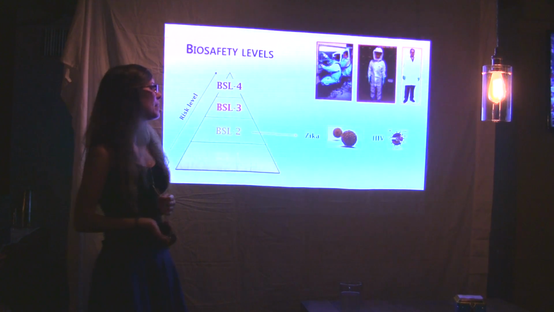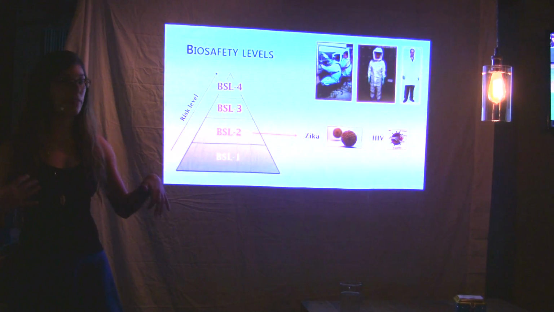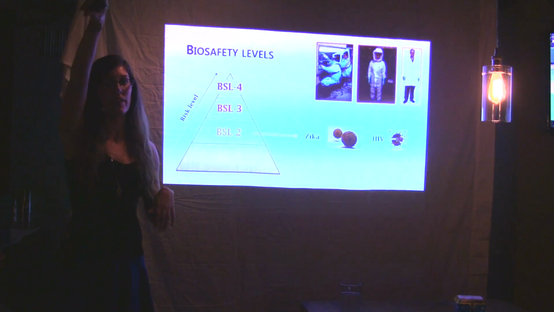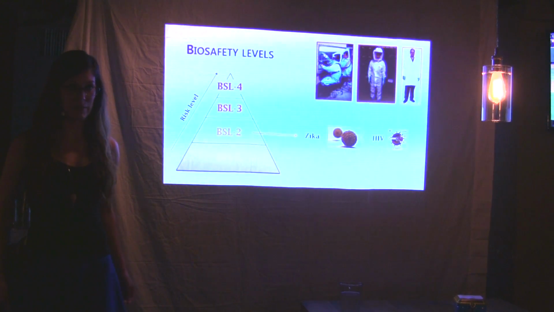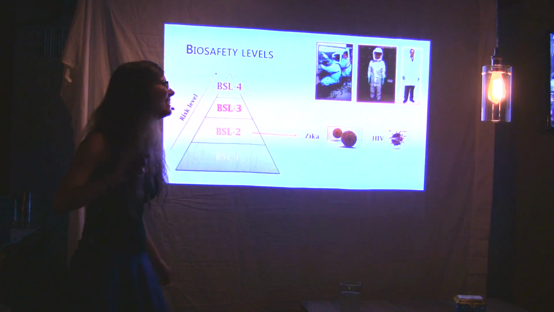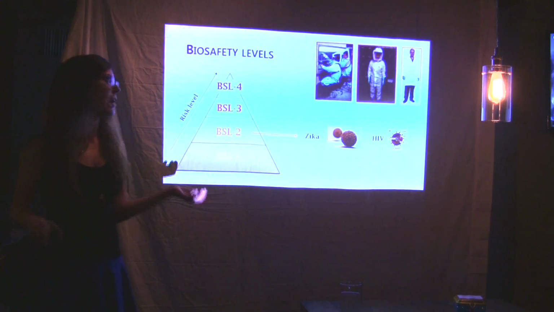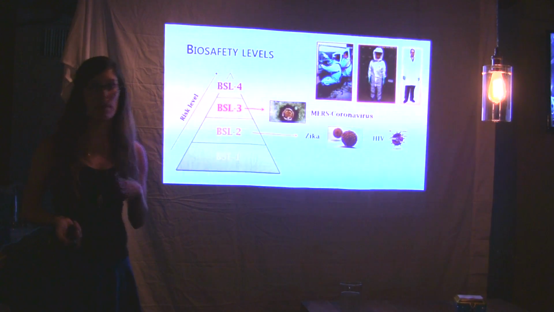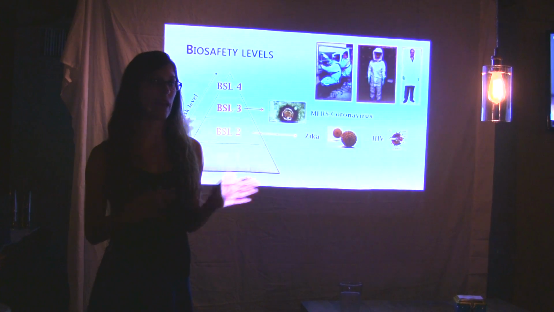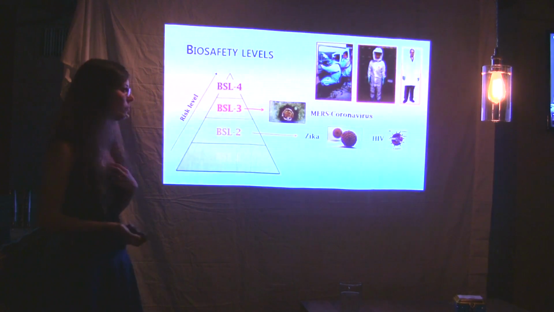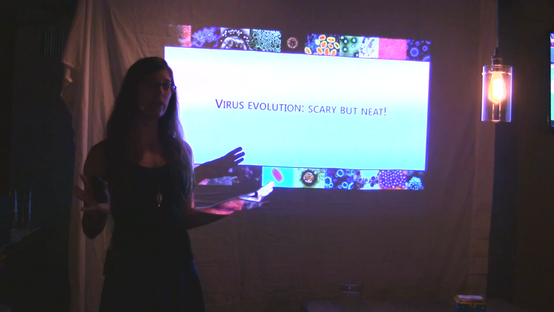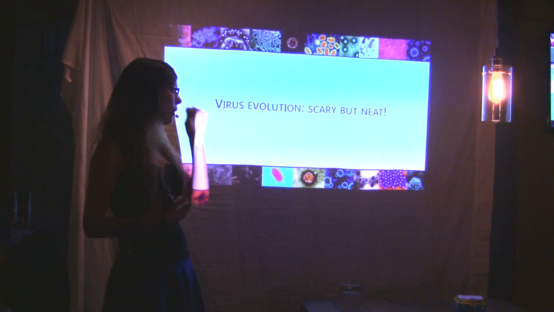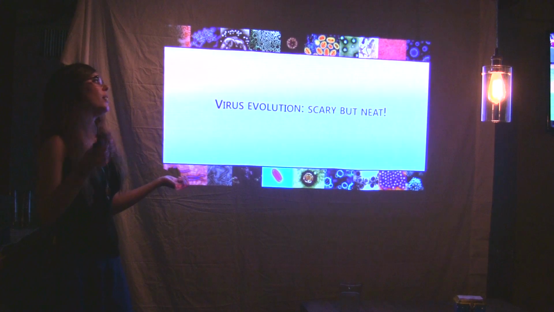Okay, and then the virus that I work with, and actually Anne and Jake back there also work with dangerous viruses, so maybe stay away from them. Just kidding. I work with MERS coronavirus, which is a BSL-3 pathogen, and so I'll talk a little bit more about that at the end if we have time. Okay, so now that you guys have your primer of what a virus is, we'll start to talk about virus evolution. So I have here that it's scary but neat.